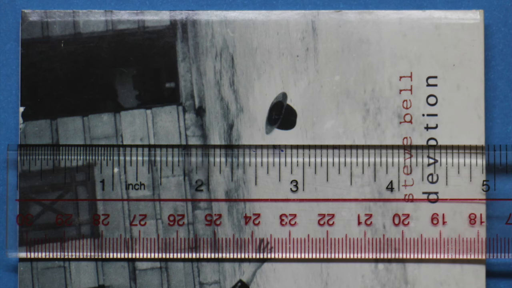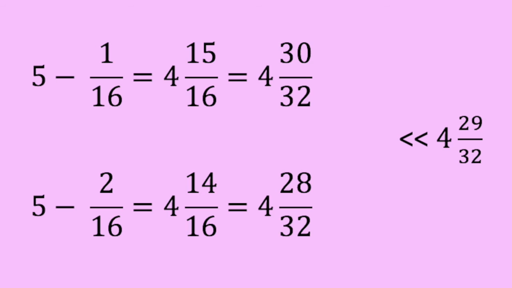In the vertical direction, I see it's almost 5 inch, but it's actually 1/16 or perhaps 2/16 inch short. So that means it would be 4 and 15/16 or 4 and 14/16. In the middle, that would be the best.